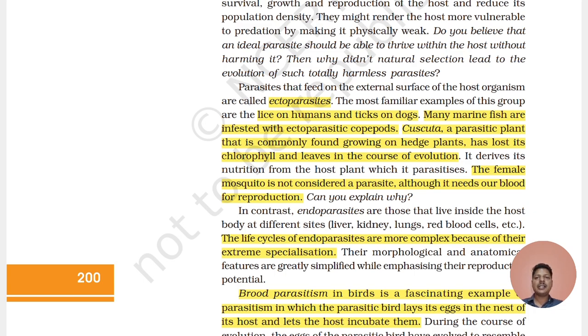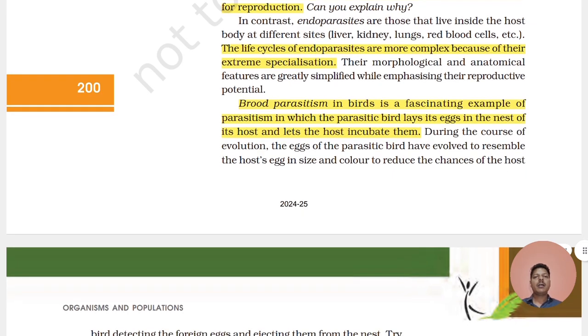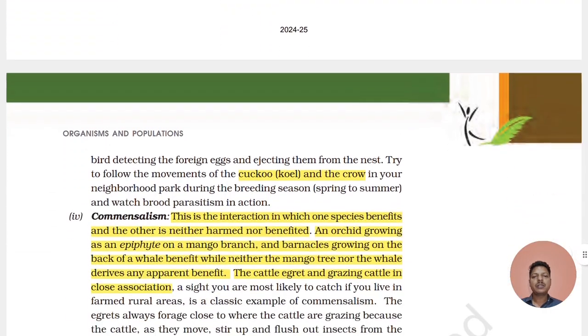Cuscuta, a parasitic plant that is commonly found growing on hedge plants, has lost its chlorophyll and leaves in the course of evolution. The female mosquito is not considered a parasite, although it needs her blood for reproduction. The life cycles of endoparasites are more complex because of their extreme specialization. Then, brood parasitism in birds is a fascinating example of parasitism in which the parasitic bird lays its egg in the nest of its host and lets the host incubate them. Example, cuckoo and crow.